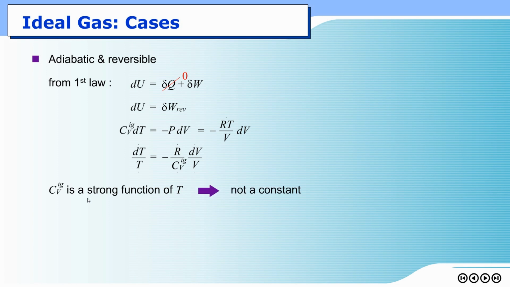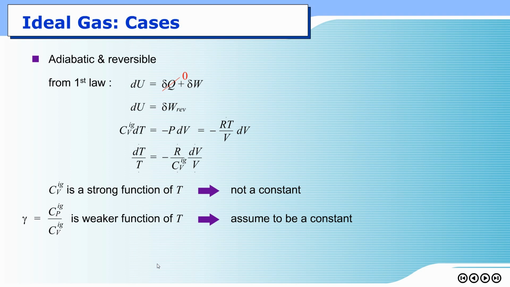On the other hand, some people have noticed that the ratio between Cp and Cv changes with respect to temperature less extensively, less strongly. So we can say that this ratio is a weaker function of temperature compared to Cv itself. So we can make the assumption that this ratio, which is called the heat capacity ratio, is approximately constant, or approximately unchanged with respect to change in temperature.